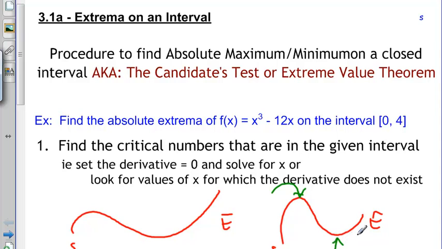Locally, it's like a hill, but it's not global, like Mount Everest, right? Globally, this is the absolute minimum for that interval. You'll notice here that the max in this case is the end, and here the min, I think, is this point right here, this bottom, this valley.